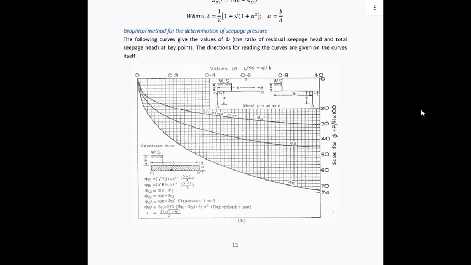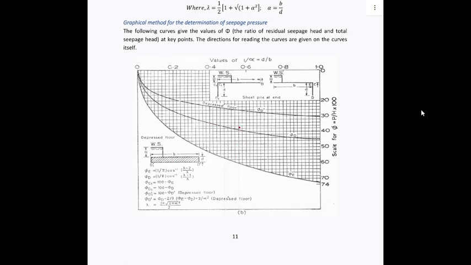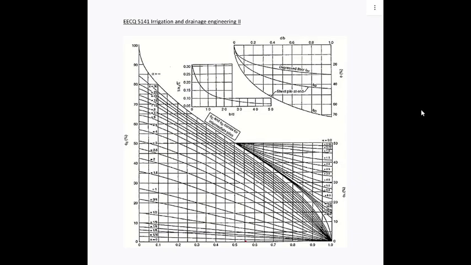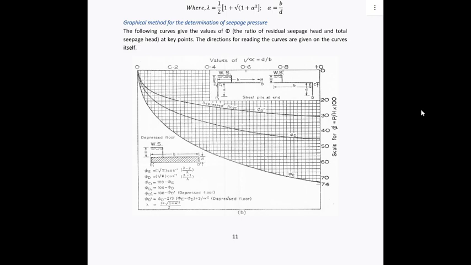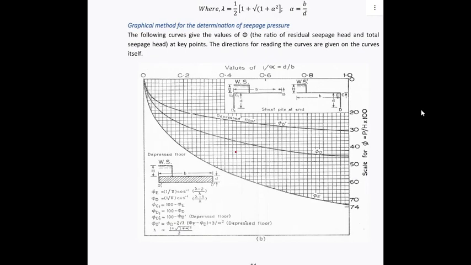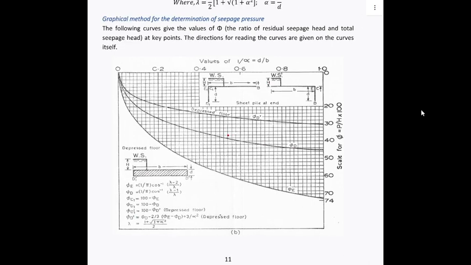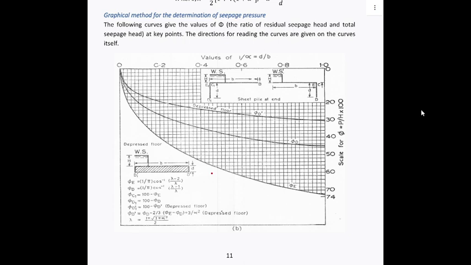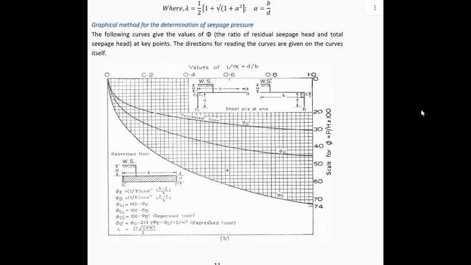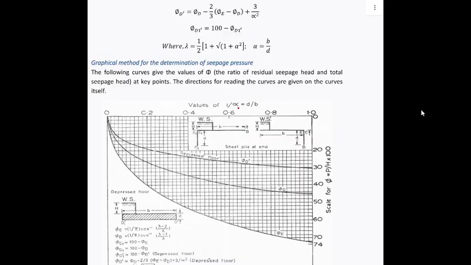For example, in this case, we have the depressed flow. But it is not depressed flow alone. We have phi E, phi D, phi C1, phi D1, the upstream. This is the case of upstream piles and downstream piles and depressed flow. So how do you read it? You calculate 1 over alpha. You calculate alpha, get the reciprocal.